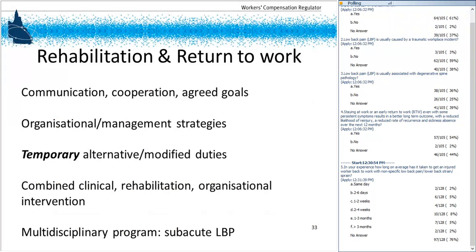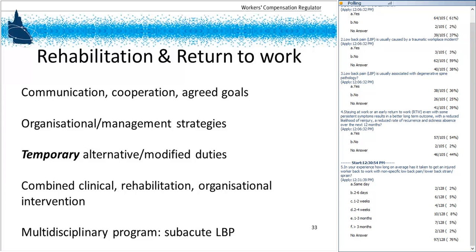So I'm just going to touch briefly on some of the things and strategies that can be put in place to help rehabilitation and return to work. I recognise that some of the other webinars have also addressed this, and you'll probably have further webinars on these sorts of matters. In terms of what can be done at the organisational level, there is moderate published evidence that buy-in from senior management, communication, cooperation, and agreed return to work goals involving the key stakeholders are associated with better return to work outcomes. There's general consensus and some limited published evidence that organisational or management strategies and interventions may reduce the duration of work loss.